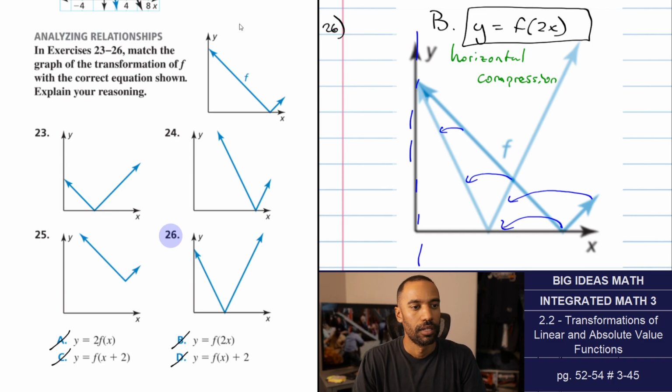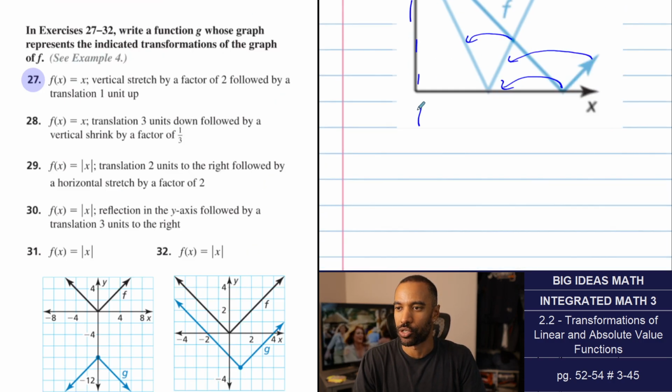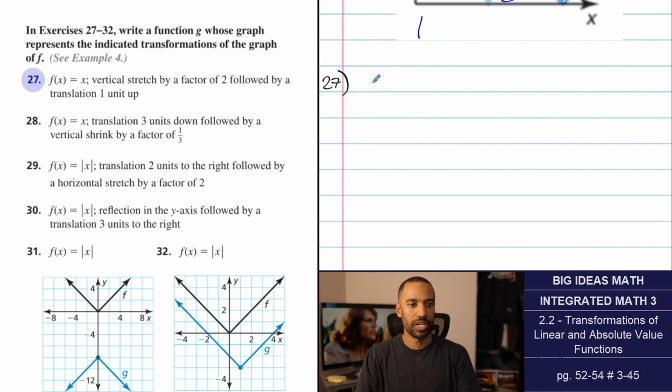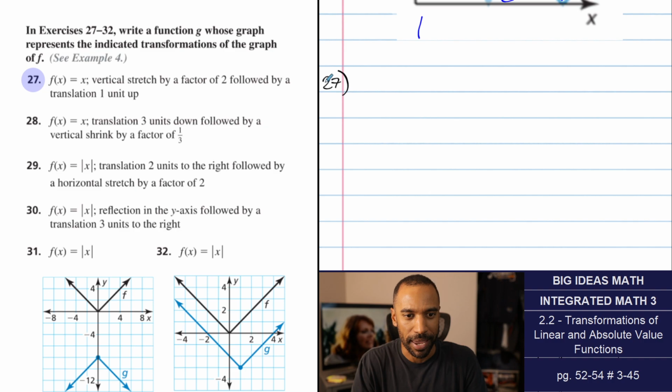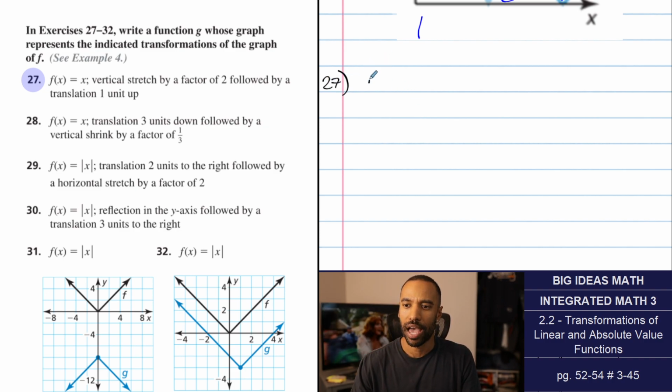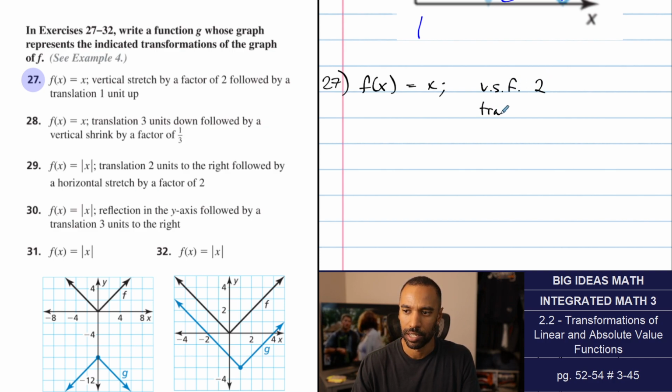Okay. Numbers 27 to 32. Write a function g whose graph represents the indicated transformations of the graph of f. So this is where you have the combinations of them. So we have original f of x equals x, and we're going to do the following. Vertically stretch by a factor of 2, and then translate 1 up.